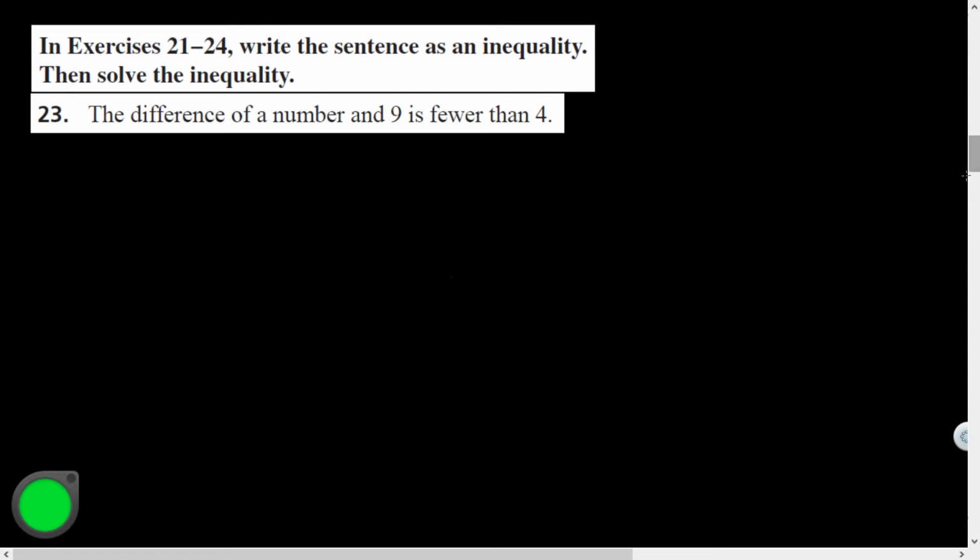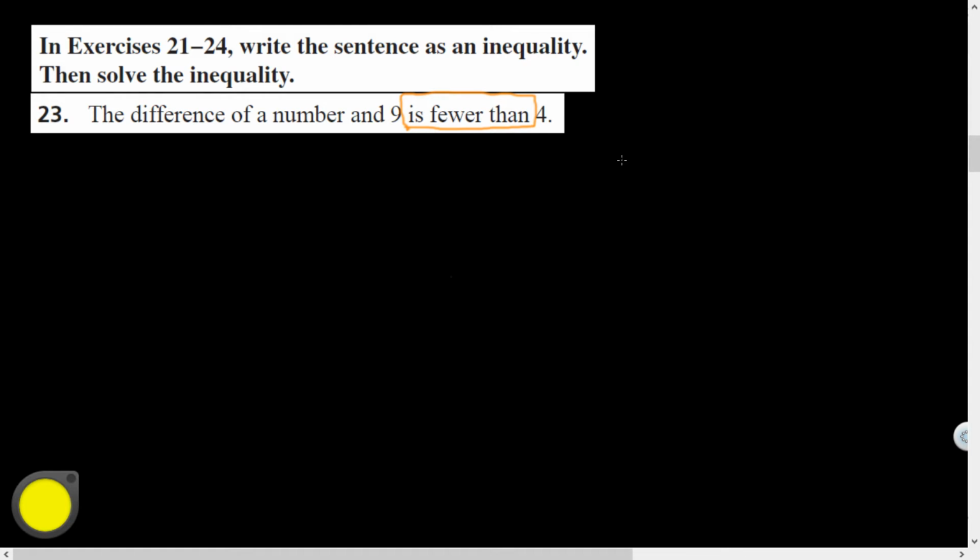Okay, this says, write the sentence as an inequality and then solve the inequality. Man, these ones I always got to think about. All right, so the difference of a number and 9 is fewer than. So this is the relational language, right, where I'm comparing these two things, and I've got to figure out what that means. We did have a chart the other day that would just tell us, but I want to try to think this out.